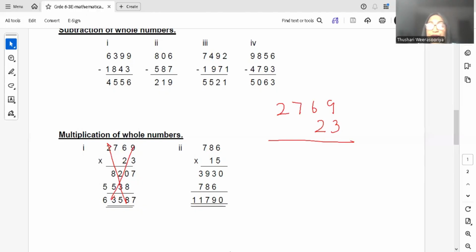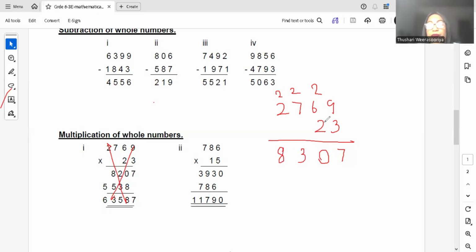In that case, you take 3 first. 3 times 9 is 27. 2 is remaining. 3 times 6 is 18, plus 2, that is 20. Then you write 0 here. 2 is remaining again. 3 times 7 is 21, plus 2 is 23. 2 is remaining. 3 times 2 is 6, plus 2 is 8.